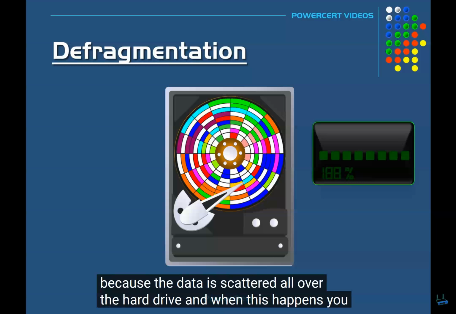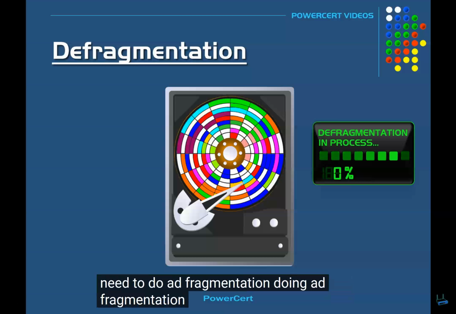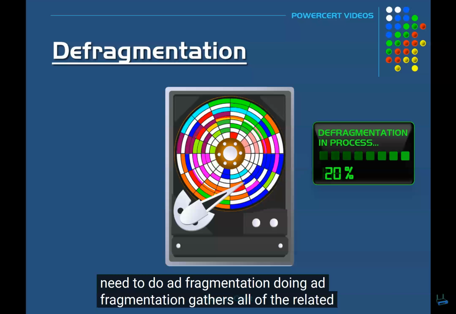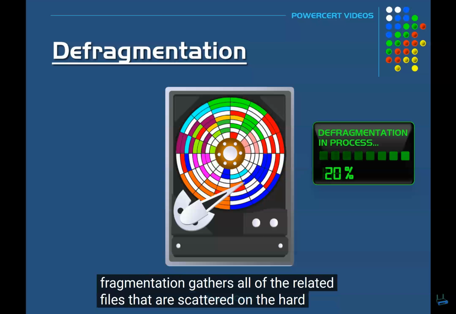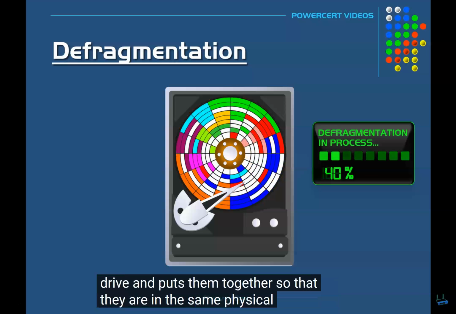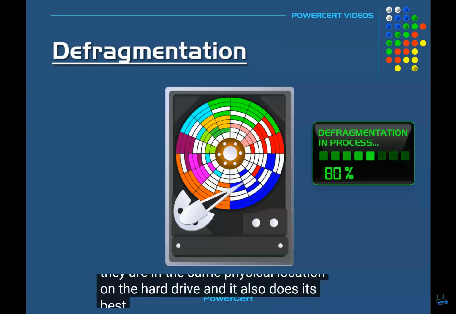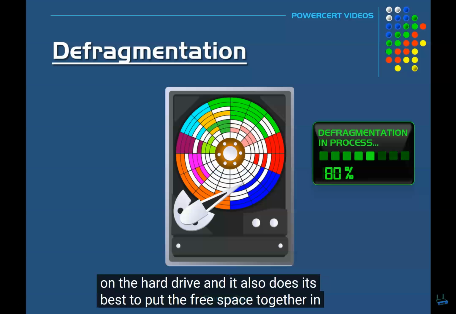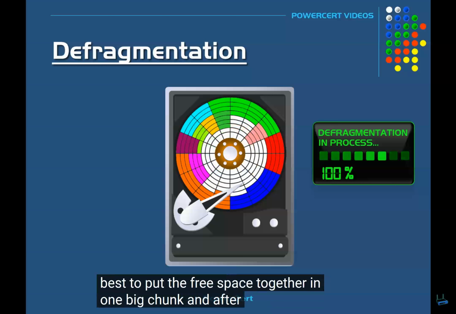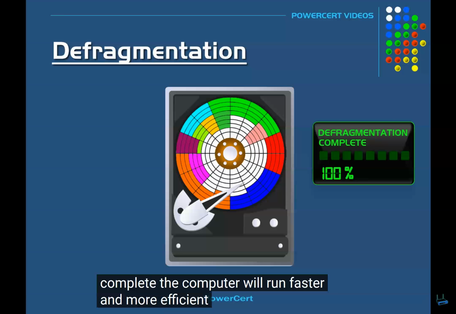And when this happens, you need to do a defragmentation. Doing a defragmentation gathers all of the related files that are scattered on the hard drive and puts them together so that they are in the same physical location on the hard drive. And it also does its best to put the free space together in one big chunk. And after the defrag is complete, the computer will run faster and more efficiently.